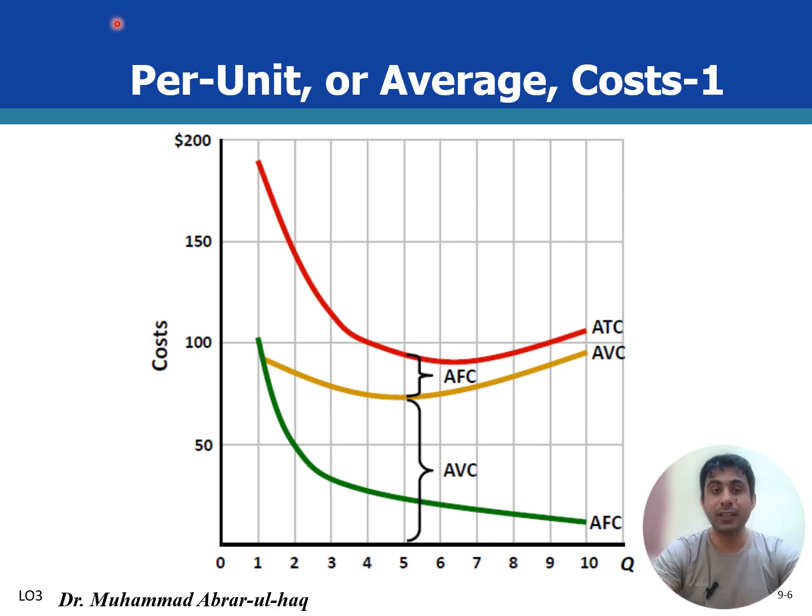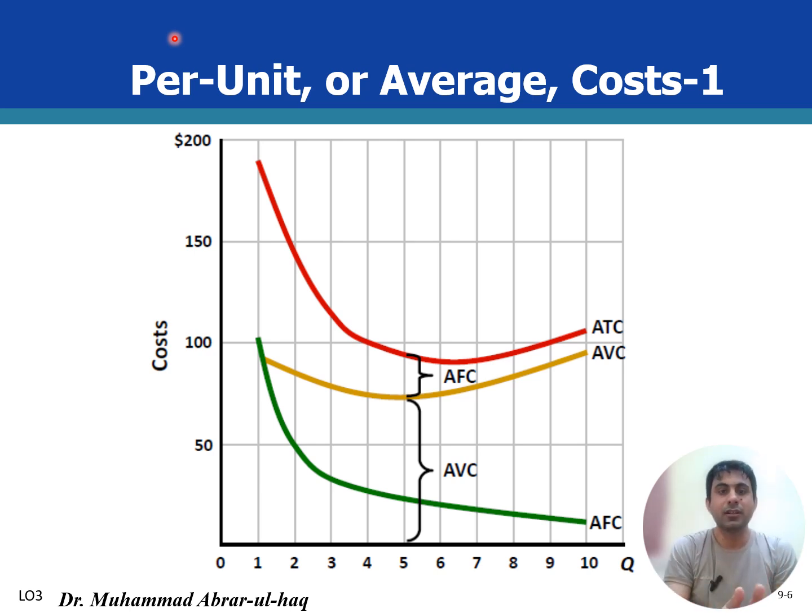Meanwhile, the average variable cost initially falls because of increasing marginal returns, but then rises because of diminishing marginal returns. And similarly, the average total cost is the vertical sum of the average variable cost and the average fixed cost. So the only difference between the average total cost and the average variable cost is the average fixed cost.